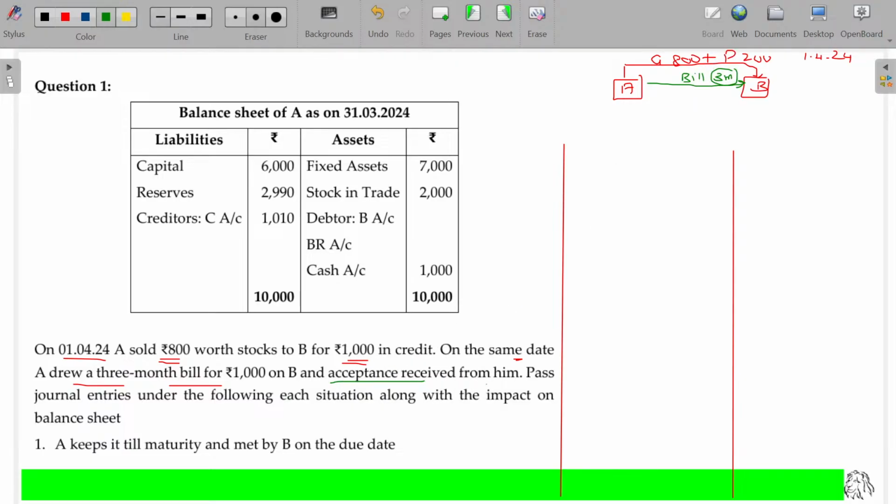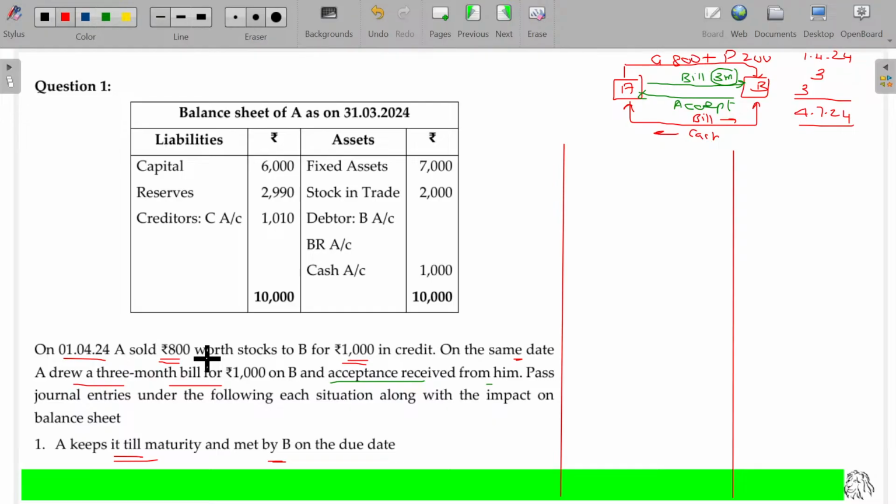And acceptance received from him. Thereafter, he reads and says, okay, all the conditions are acceptable, so I sign here. So acceptance is sent by B to A and A keeps this till maturity. Right. A keeps it till maturity and it is met by B on the due date. What's the maturity date? Add 3 months term of the bill, add 3 grace days. So maturity date being 4/7/24. On the date, A sends the bill here and gets the cash here.